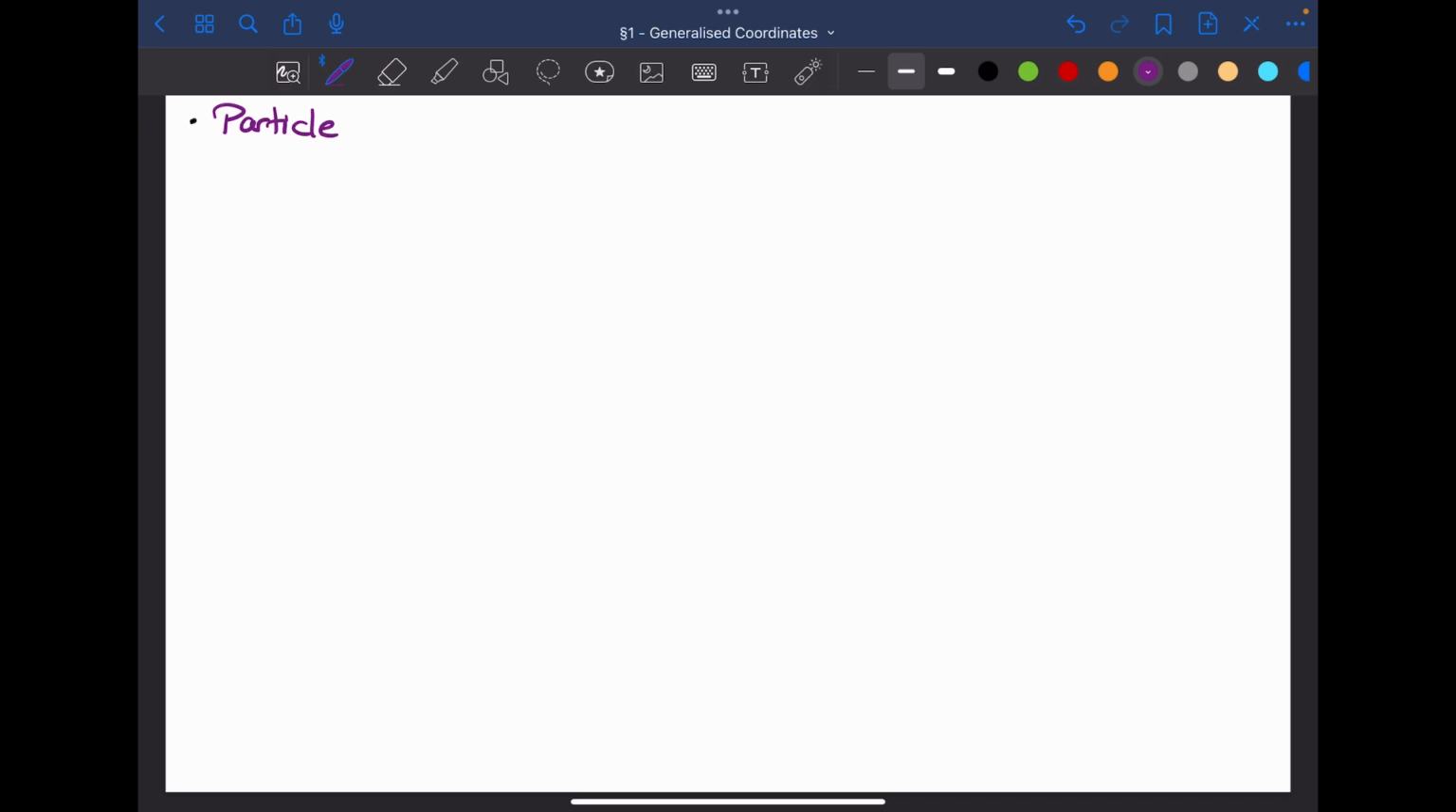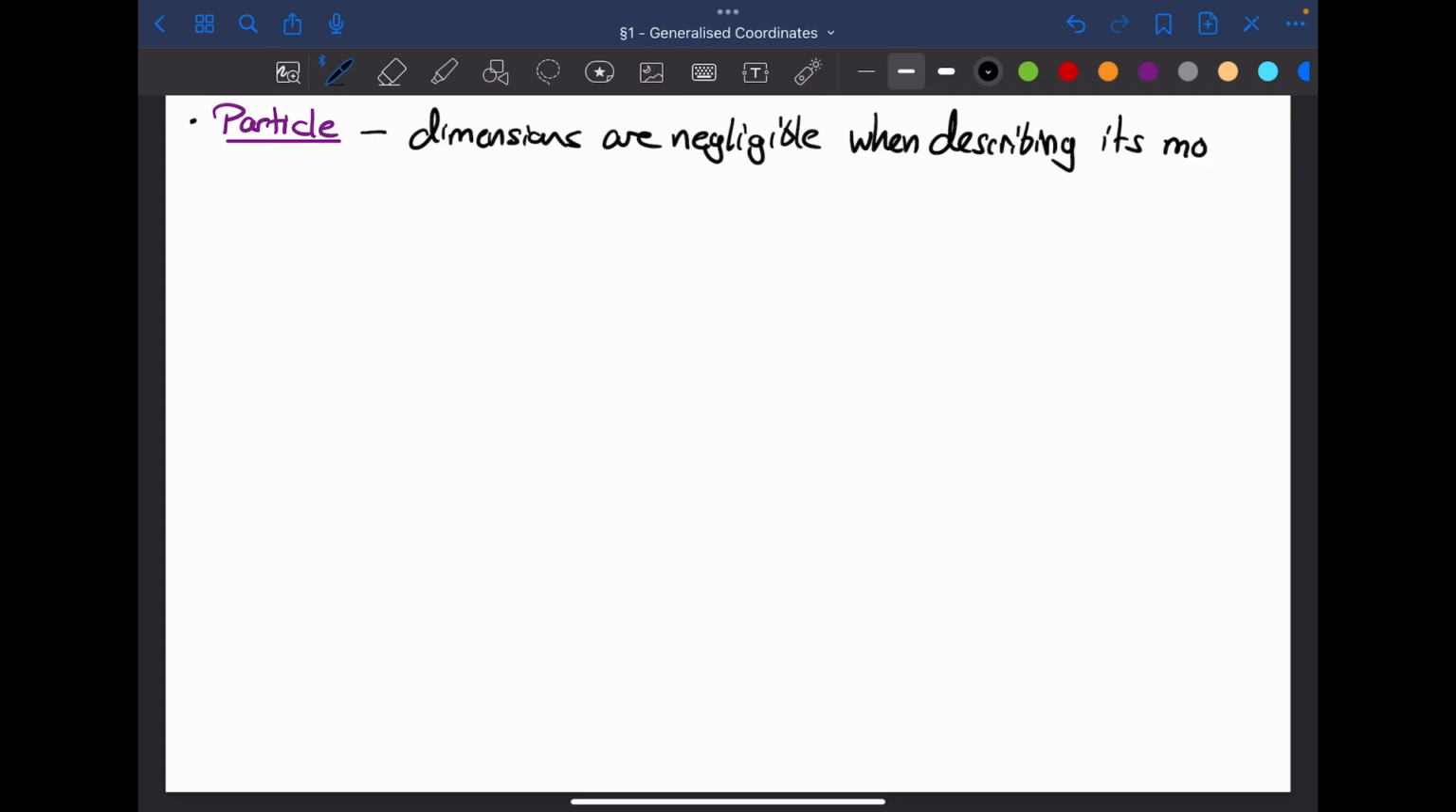So what is a particle? A particle is an object whose dimensions are negligible when describing its motion. So by dimensions we mean its size basically, and anything that it does internally.